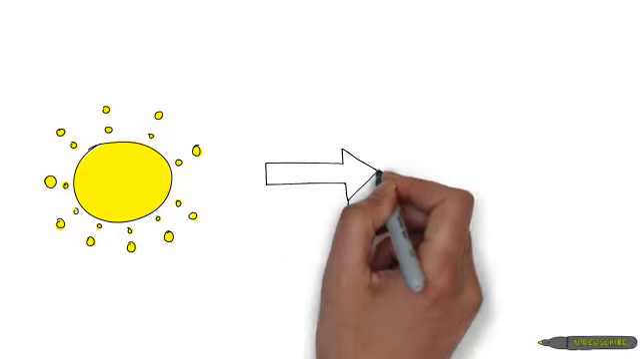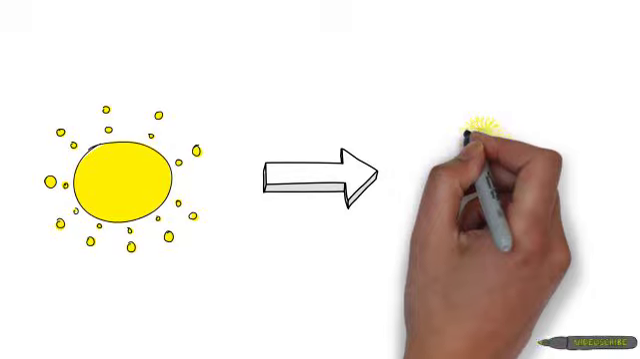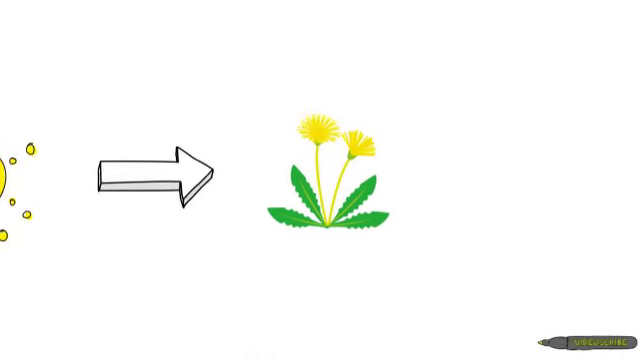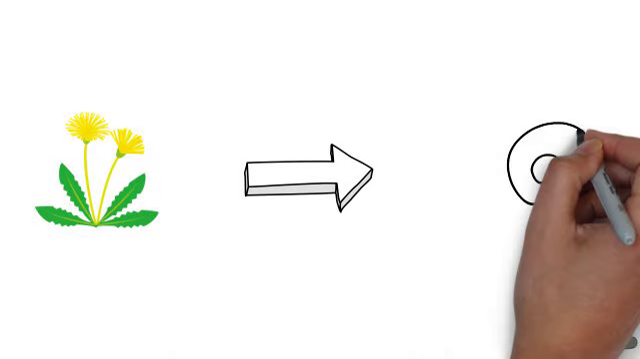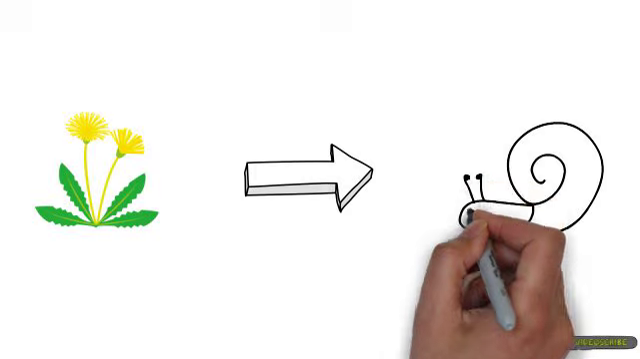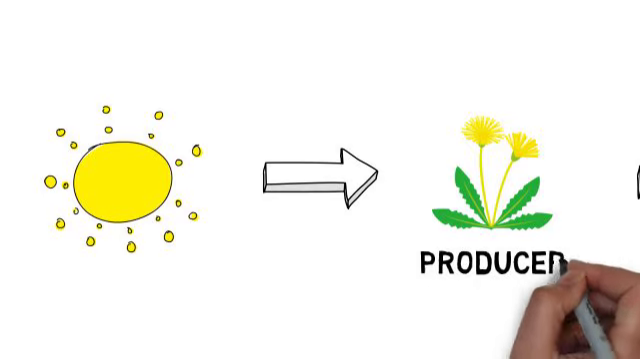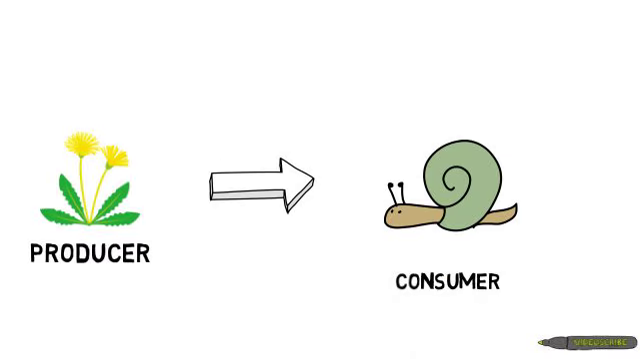All the energy for life comes from the sun. Green plants such as grass, lettuce and dandelions use sunlight to make food by photosynthesis. Animals cannot make their own food. They must feed on plants or other animals. Green plants building their own food are called producers, and animals eating plants or other animals are called consumers.